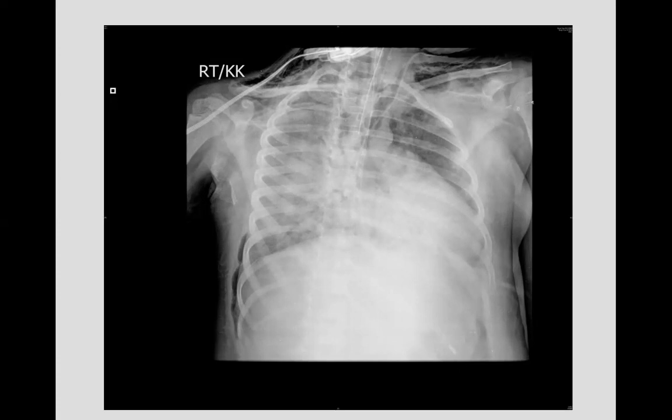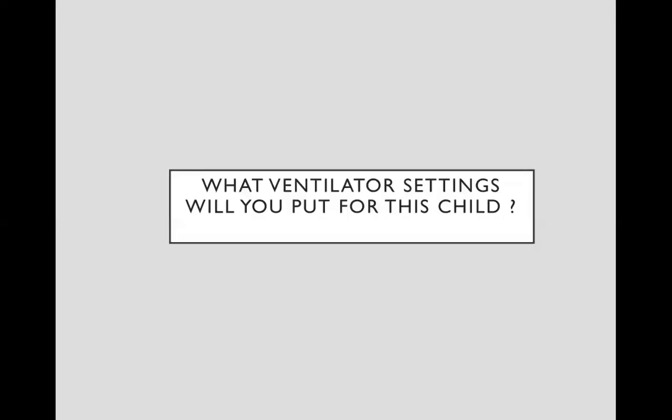That child is hypoxemic even on full flow oxygen by face mask, tending to drop saturations, has an X-ray chest which shows you bilateral opacities, more maybe on the right side, and no other condition which can account for this hypoxemia. What ventilator settings will you put for this child?